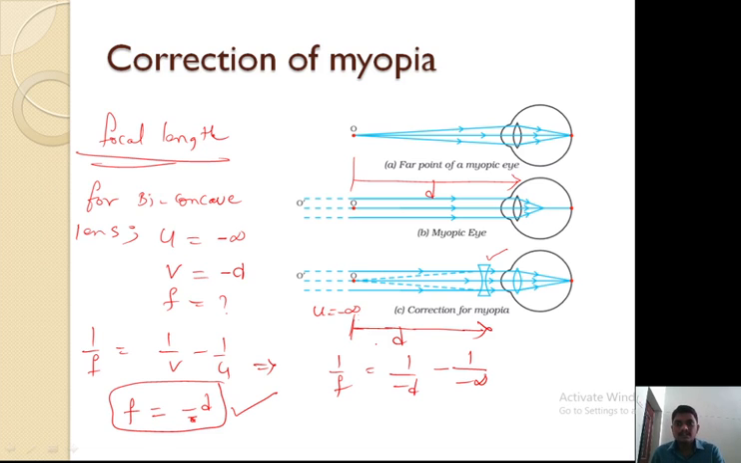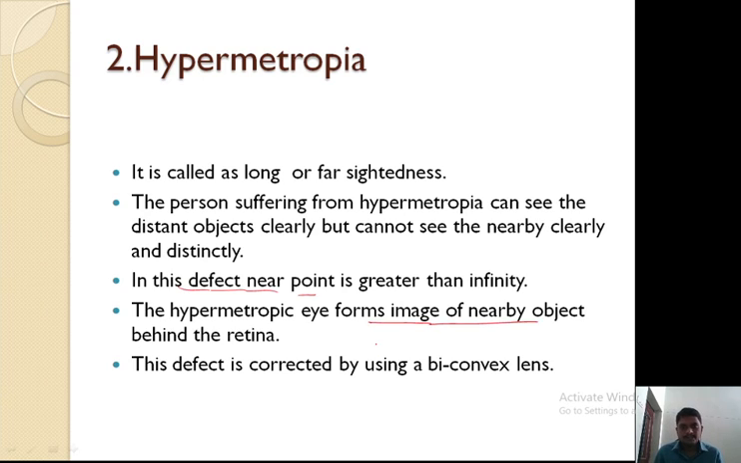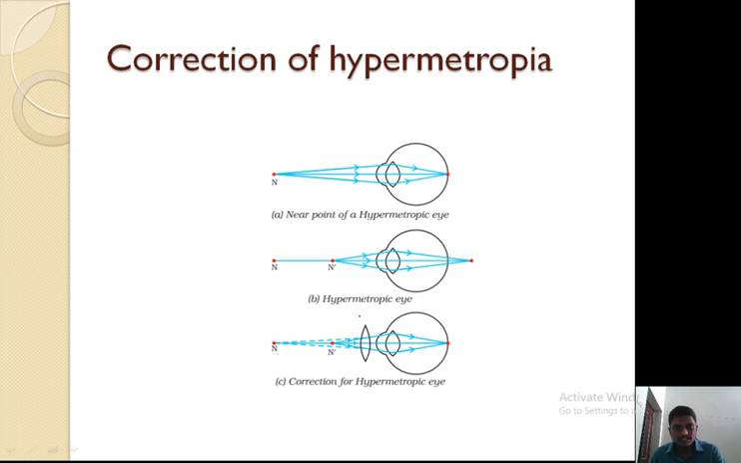And then what about hypermetropia? Hypermetropia is called far sightedness or long sightedness. Why? Because the person can only see long distance objects clearly but cannot see nearby objects clearly and distinctly. In this defect the near point is greater than 25 centimeters; we'll discuss this point later. A hypermetropic eye forms the image of a nearby object behind the retina. You can see the image.